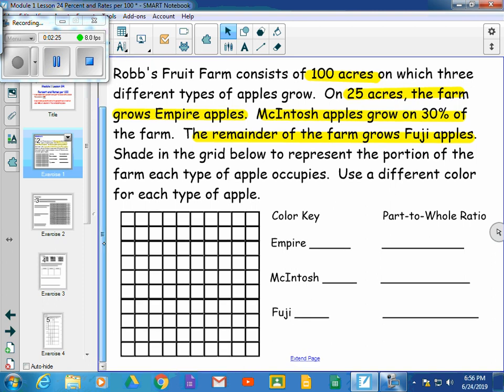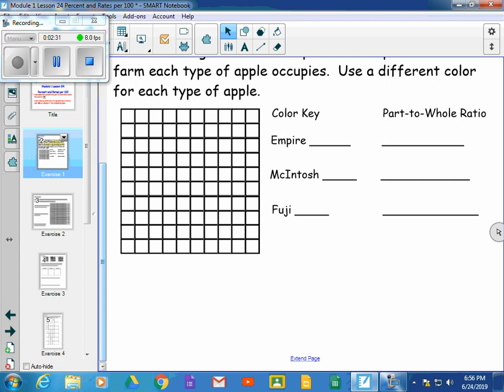Now, if we look at this grid here, this is what we're going to use to model this farm in the percents. This is what we call a 10 by 10 grid. It has a length of 10 units and a width of 10 units, which makes a square that has 100 little squares in it. Each of those squares in this particular example is going to represent 1 acre of his farm.